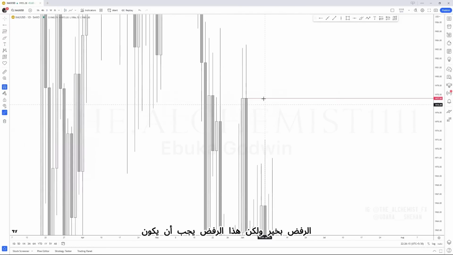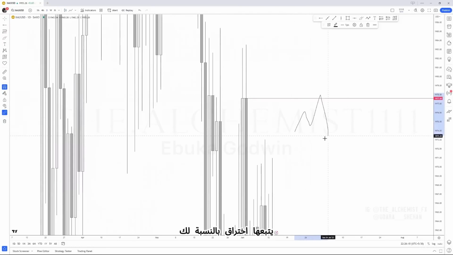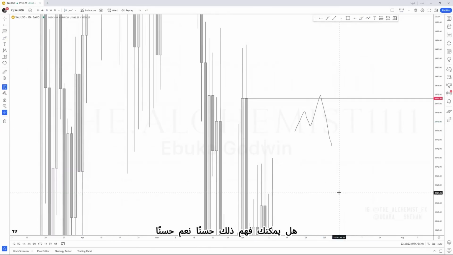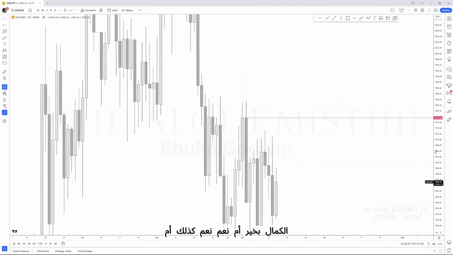But that rejection has to be followed by a breakout for you to trust the rejection completely, on a lower time frame, one time frame lower. Can you understand that? Okay, perfect.